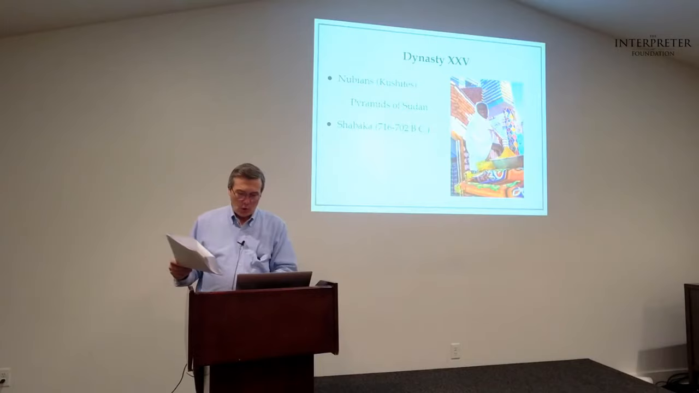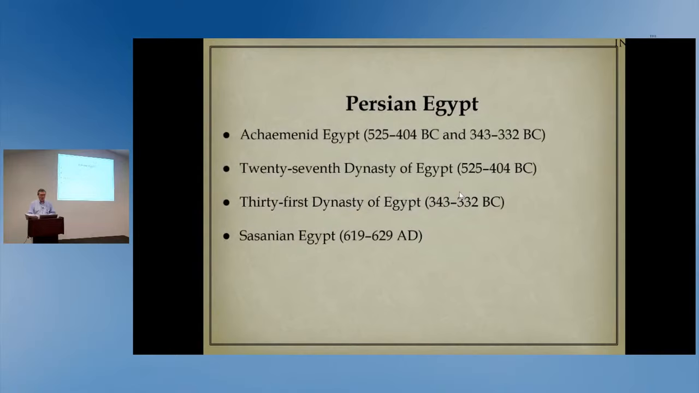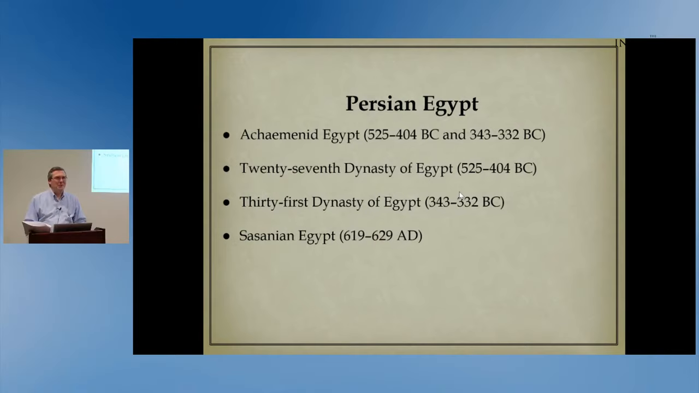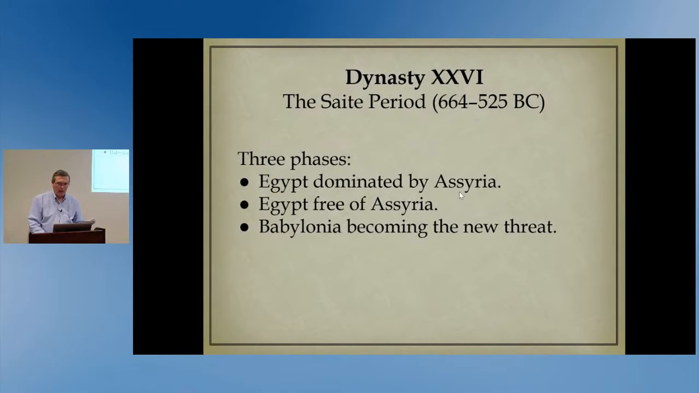The next period, the Saite period, you've got Assyria coming and going. You've got the Persians in the next period. The Persians didn't make a huge impact in Egypt. They would kind of go. It seemed like they got bored and just left. They didn't make life easy for the Egyptians. The Egyptians did not like the Persians. I should mention that the Saite period is the period when Lehi would have left to go to America.